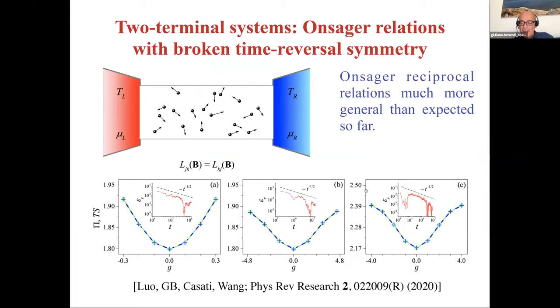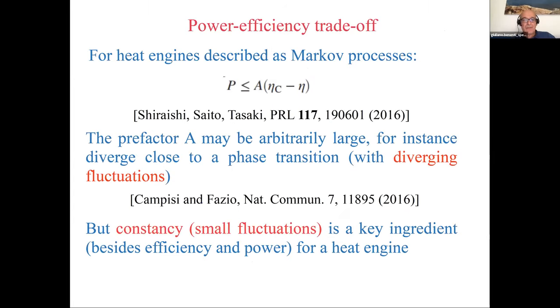This is some recent result we published this year. It seems that Onsager reciprocal relations are much more general than expected so far. This is quite general, in a classical setup, but a quite general interacting system. And then these are simulations with different magnetic fields, with quite asymmetric dependence, in two and three dimensional systems. And we also have some theoretical argument that suggests that in general, you cannot break the Onsager reciprocal relation even when you have interactions. So it seems quite general that you do not achieve Carnot efficiency at finite power.